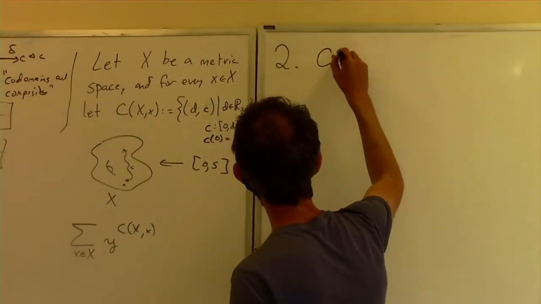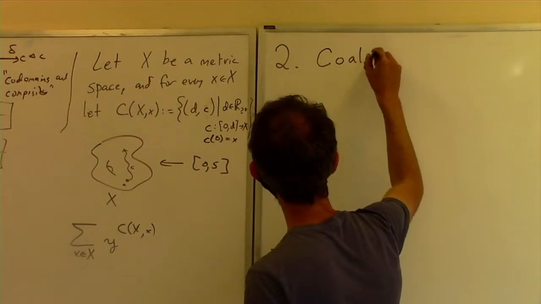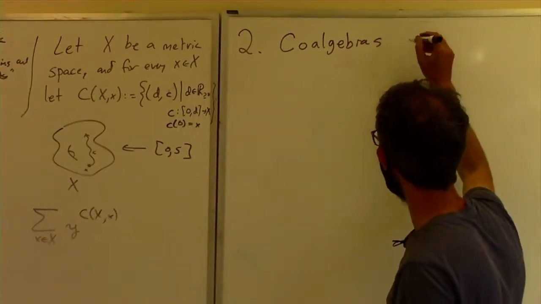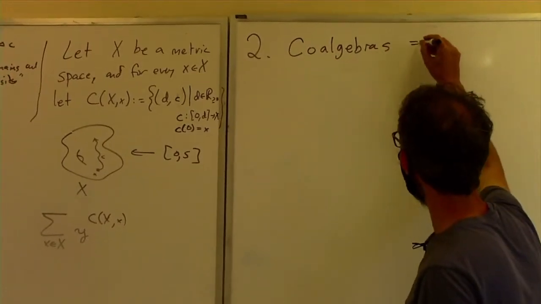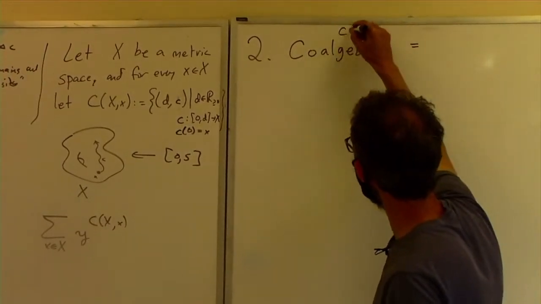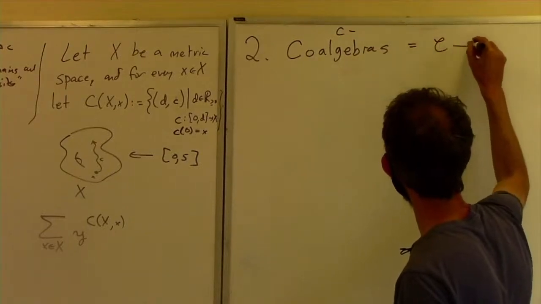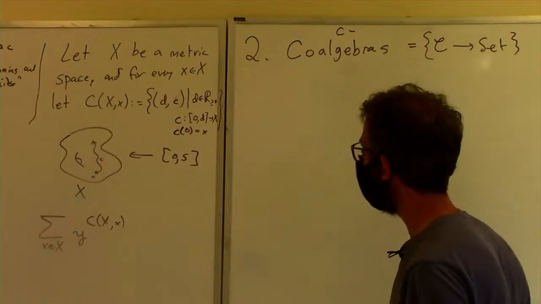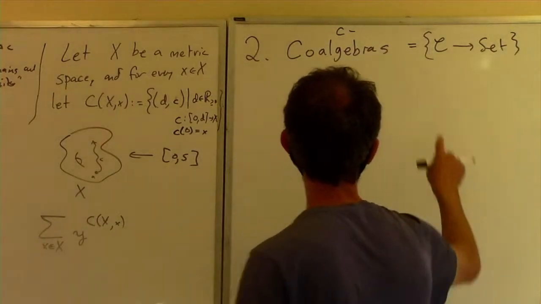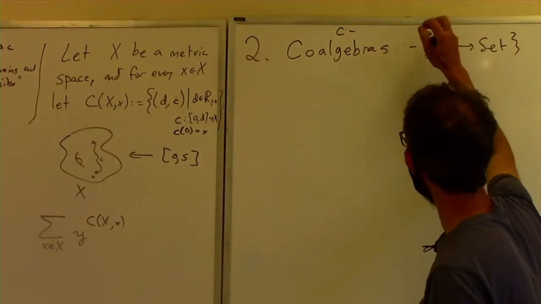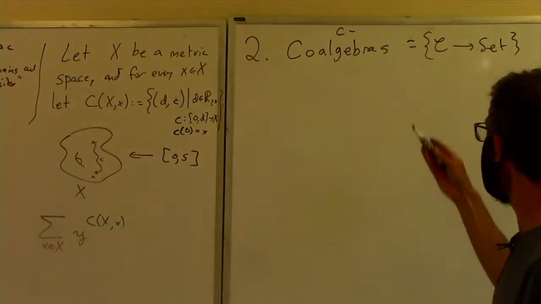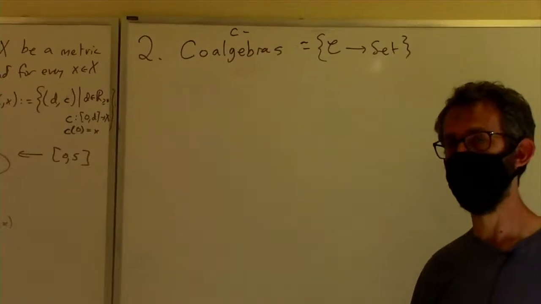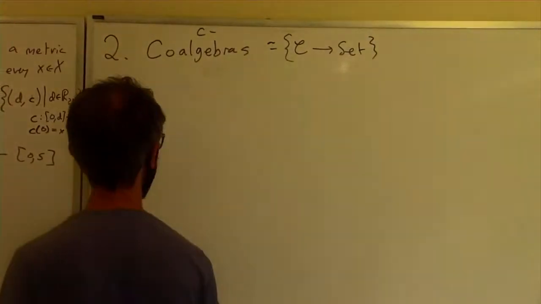So, in part 2 of today's talk, we'll talk about co-algebras, and we'll show that those are functors, like C co-algebras are functors from C to set. Okay, and now this equality is really an equivalence, not exactly an equality. But these two categories, the category of C coalgebras and the category of C co-presheaves, they're called, are equivalent categories. And so we'll explain that.